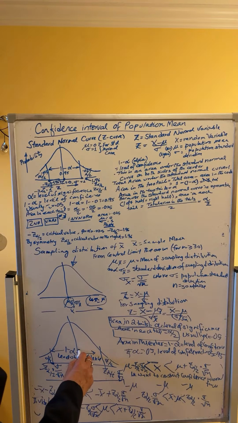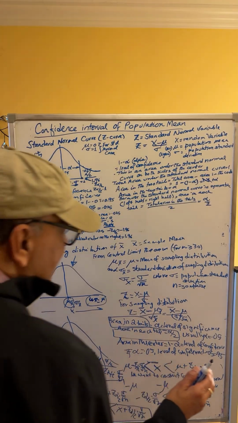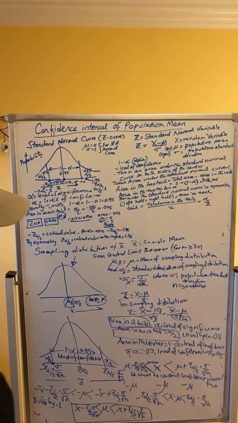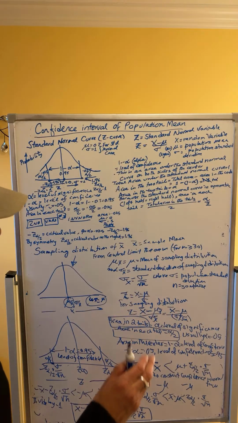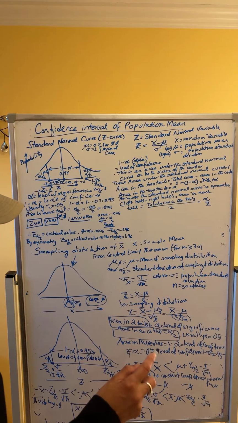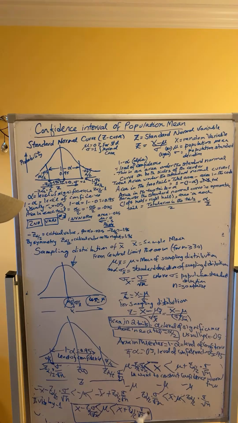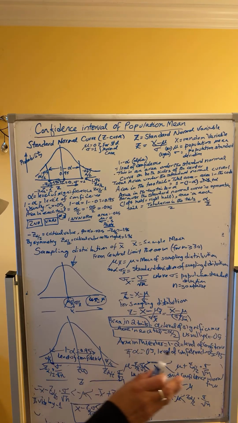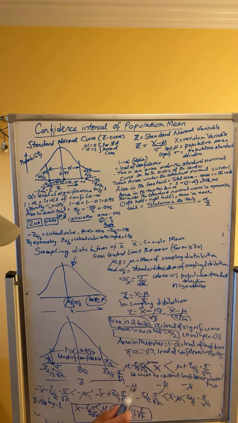Usually 1 minus alpha is kept at 0.95. That means that if we determine the interval 100 times from 100 sample data, 95 of those intervals will contain the population mean. The remaining 5 intervals will not.